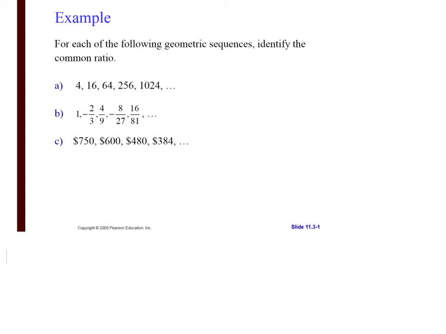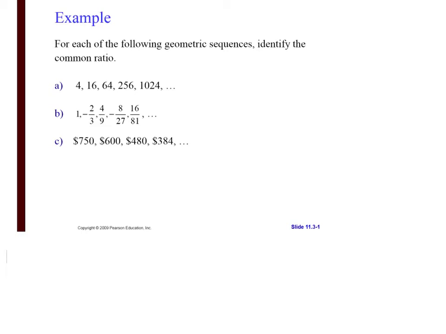So if you think about it, the person who's probably a little sharper than I am is going to notice that if I multiply by 4 each time for this next sequence, that's how I get the next number. So in this case, the common ratio is going to be 4.